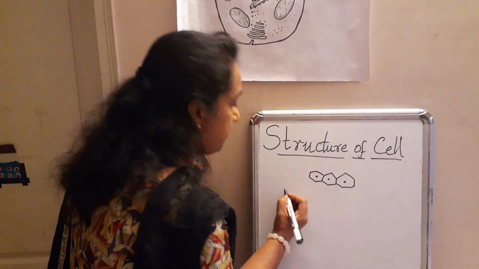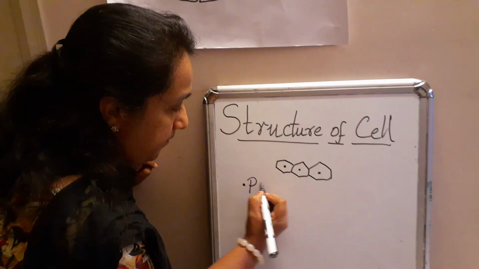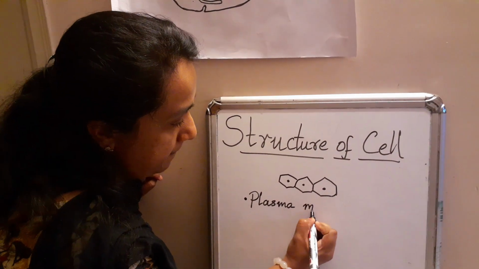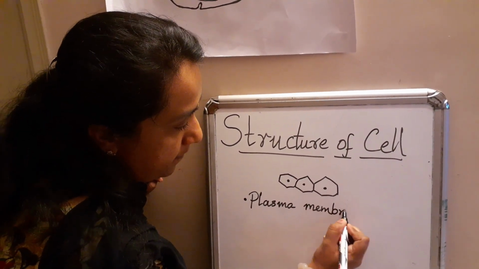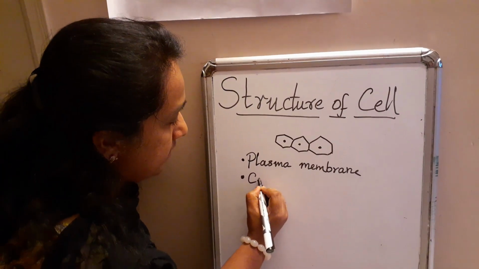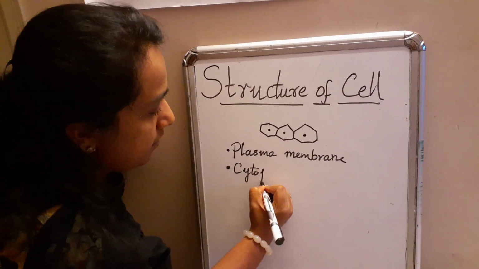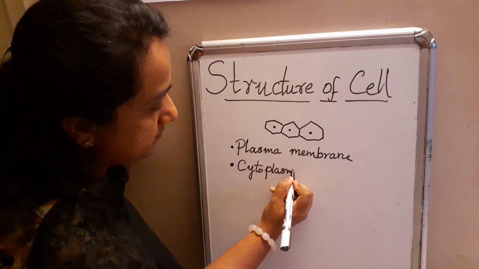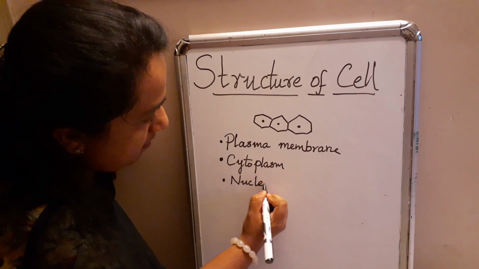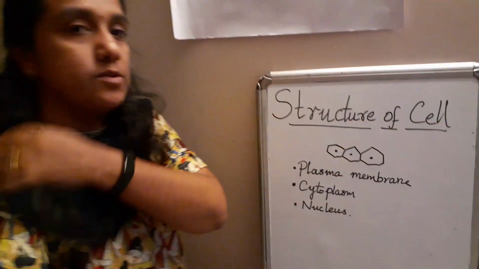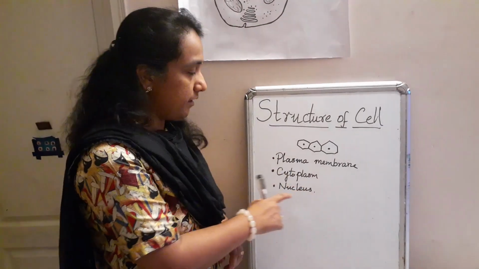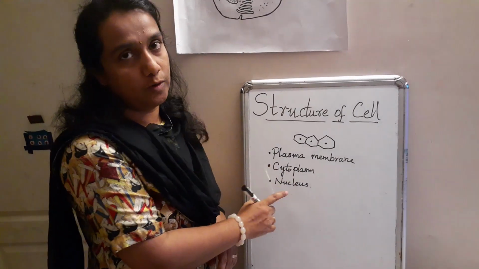First one is the plasma membrane. Second is the cytoplasm, and third one is the nucleus. So the three main features of a cell are the plasma membrane, cytoplasm and nucleus.